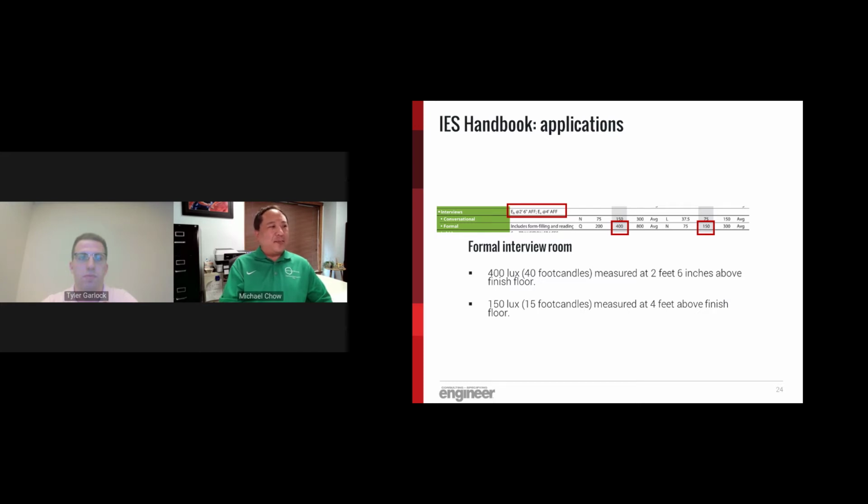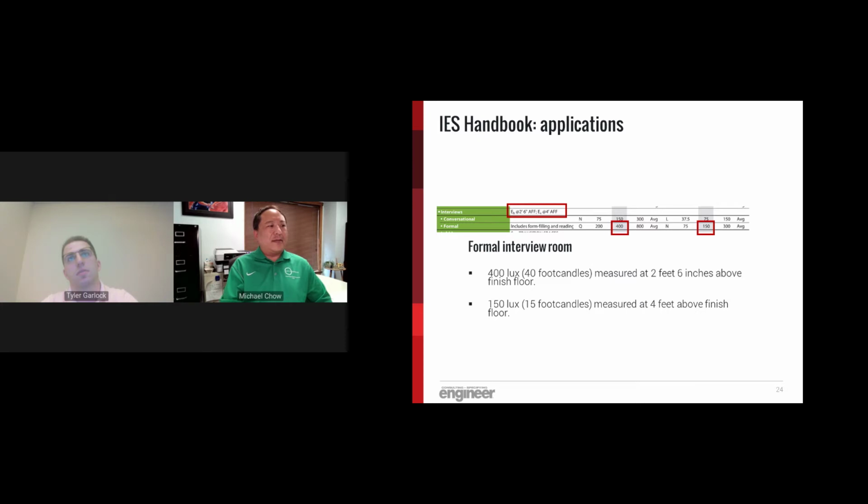So here's an example of how you would do lighting design. This is for an interview room. What they have listed here, this first one tells you the height of where the measurement should be taken. And these are the foot candle levels, or actually the lux, where 400 lux is 40 foot candles. And this is the horizontal foot candles. And these are vertical foot candles. So you really need both.